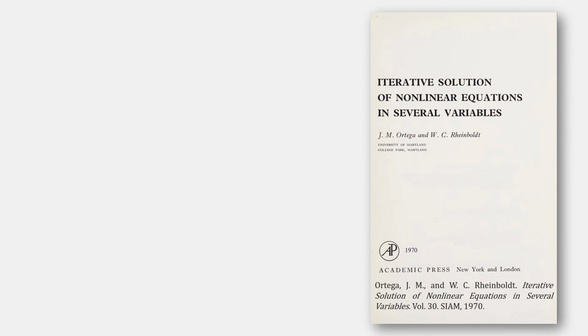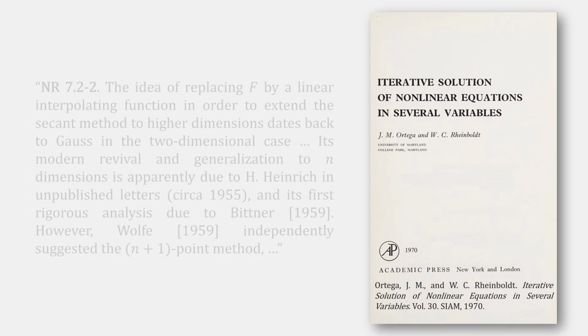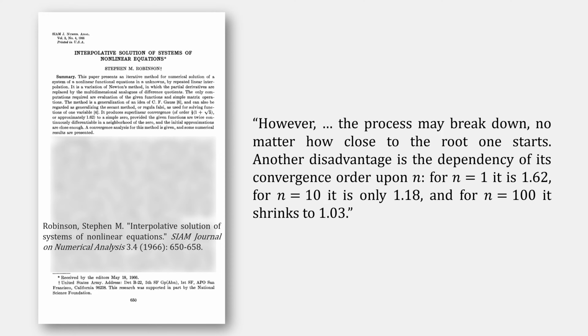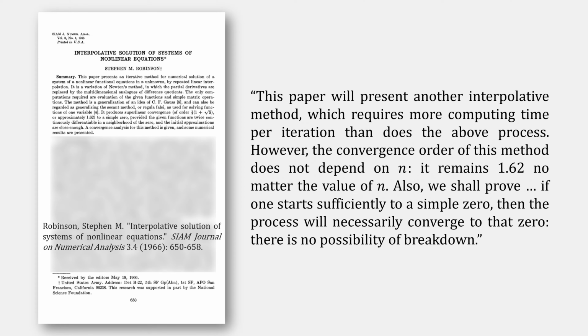But first, a little history from Ortega and Rheinboldt. Wolfe-Bittner, where the generalized secant method was actually figured out by, of course, Gauss, because of course it's Gauss. There was also somebody else named Heinrich who never published their approach, and then Bittner and Wolfe at the same time. Robinson notes the problem with Wolfe-Bittner is that the more equations you add, the slower the convergence. Meanwhile, his approach has an order of 1.618 and is guaranteed to converge if you start close enough.